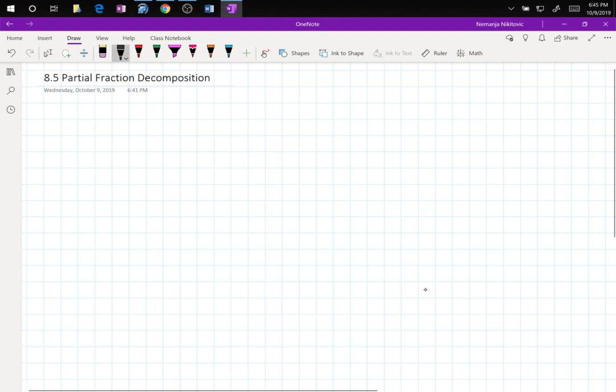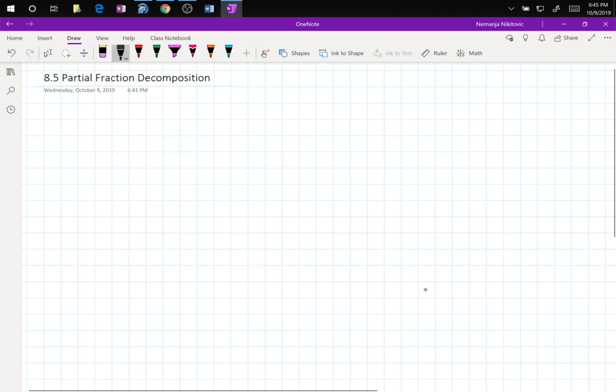Some of you might have learned partial fraction decomposition in pre-calculus because it's in one of the optional sections. The others have never seen it before, so we'll just have to go through it like no one has ever seen it before, including me.